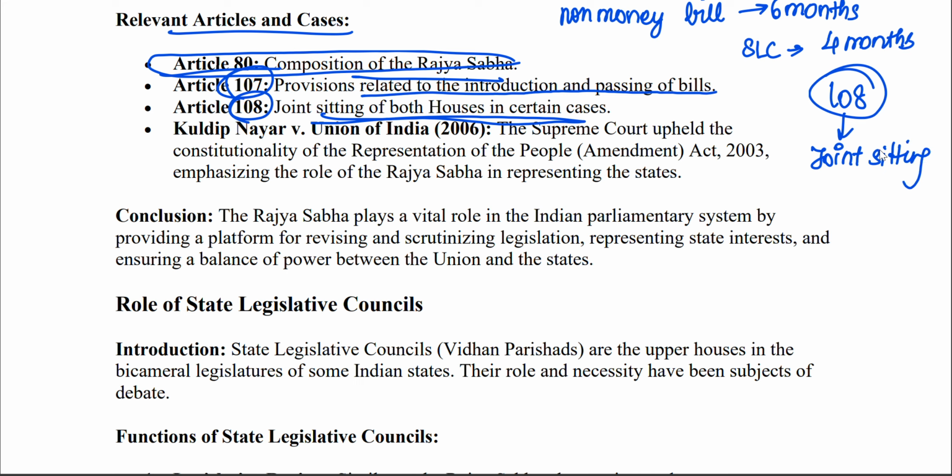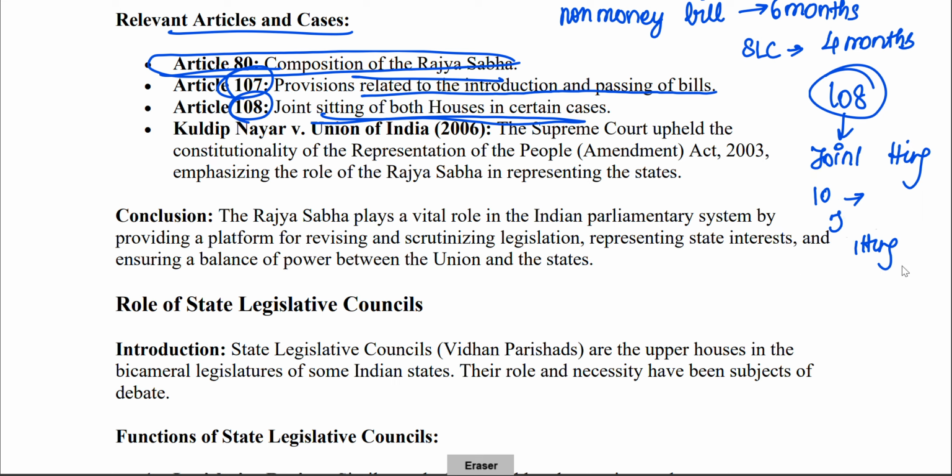Right. Article 80 first mentions the composition of the Rajya Sabha. Article 107 is the provisions relating to the introduction and passage of bills. Article 108 is related to the joint sitting. We have joint sitting, right? It is related to Article 108.